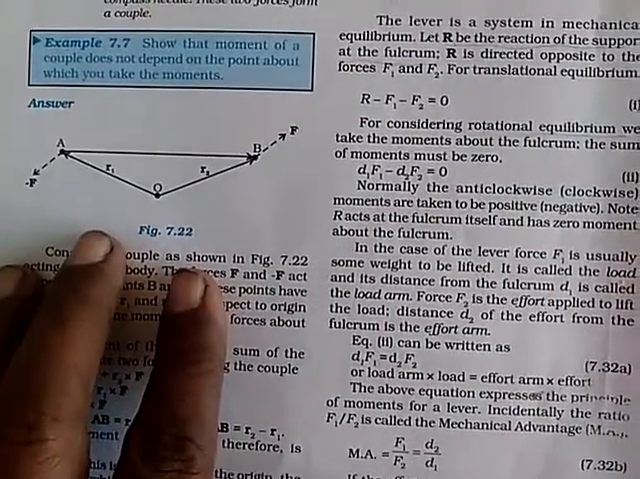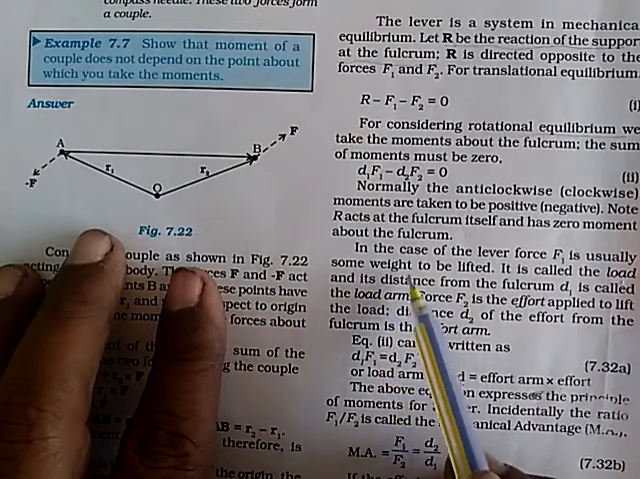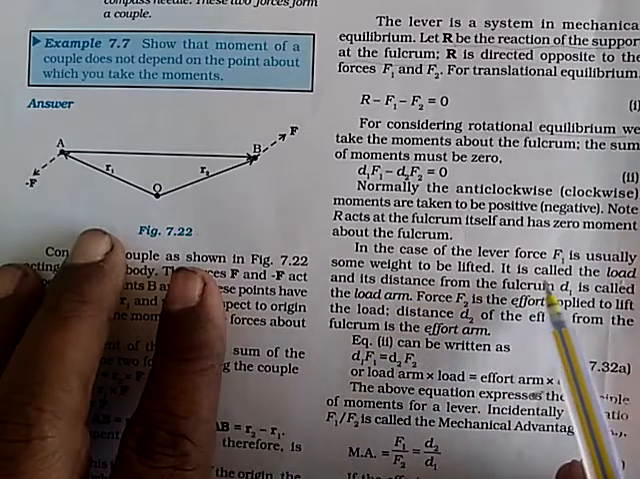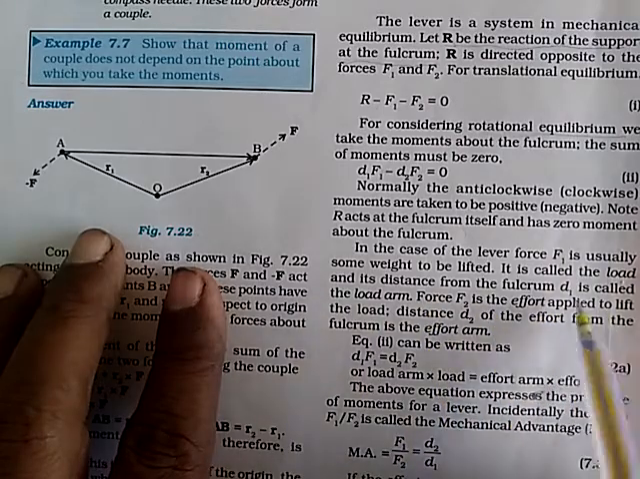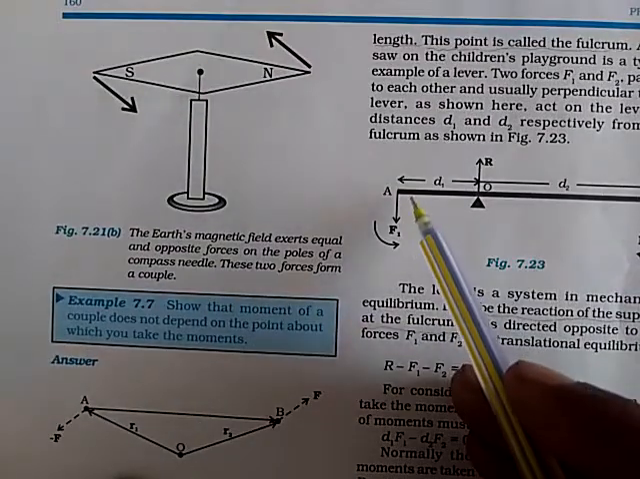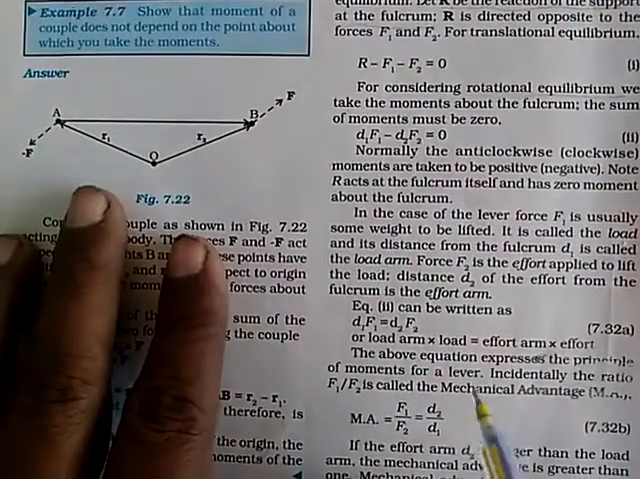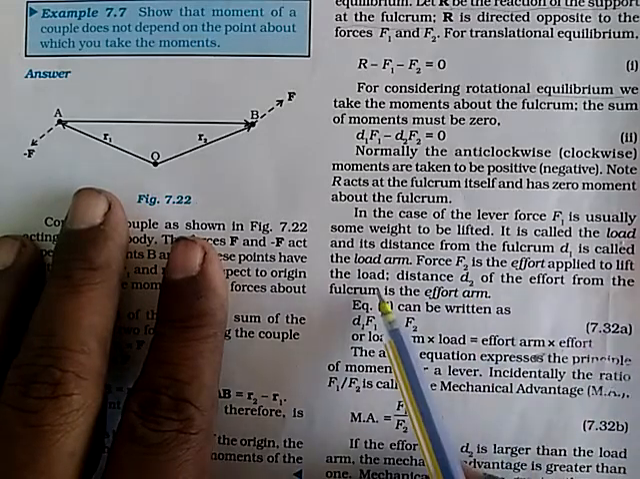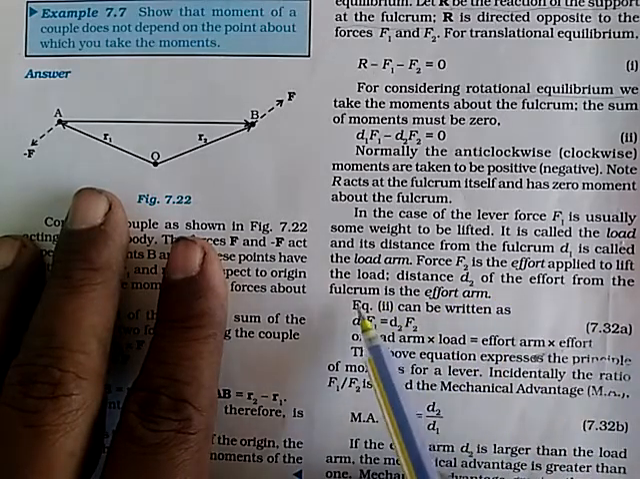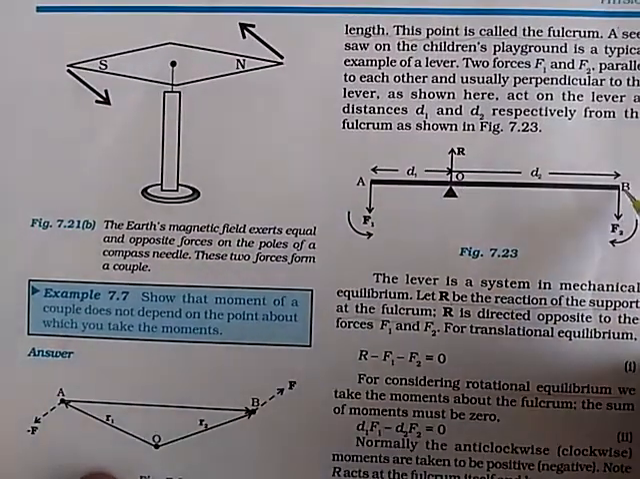In the case of the lever, force F1 is usually some weight to be lifted. It is called the load, and its distance from the fulcrum, d1, is called the load arm. So this is the load arm and this is the load. Force F2 is the effort applied to lift the load. Distance d2 of the effort from the fulcrum is the effort arm. So this is the effort arm, and this is the effort we are going to put at B.